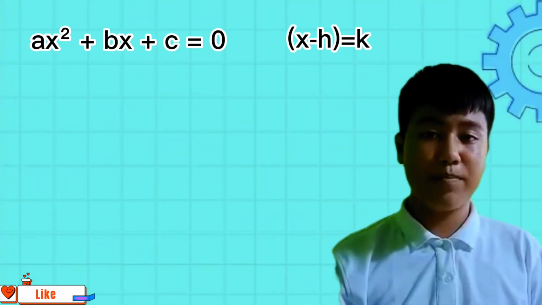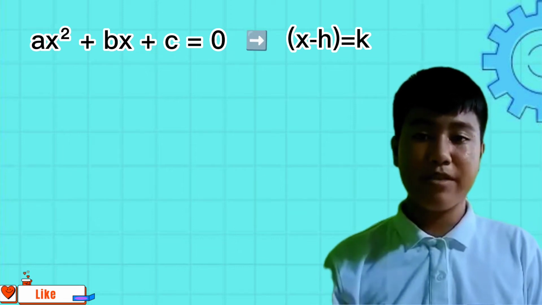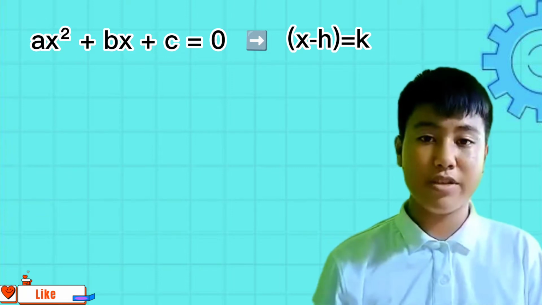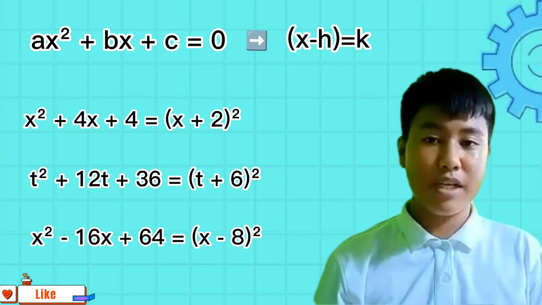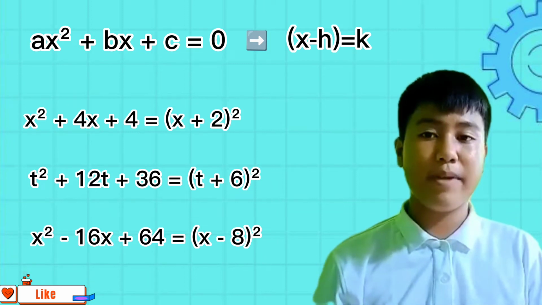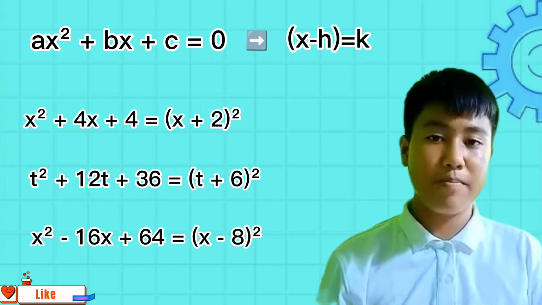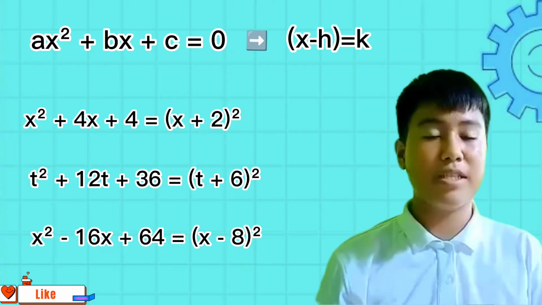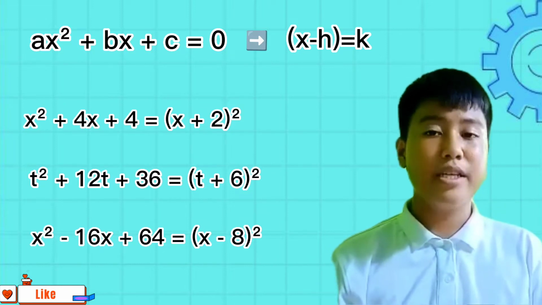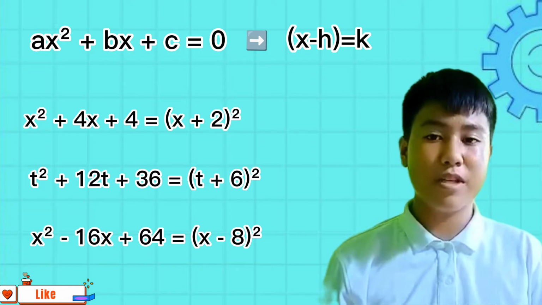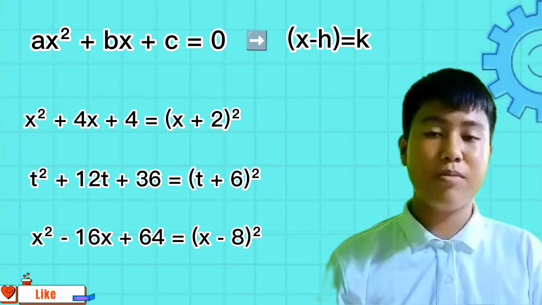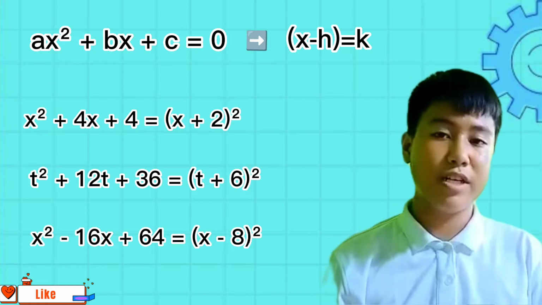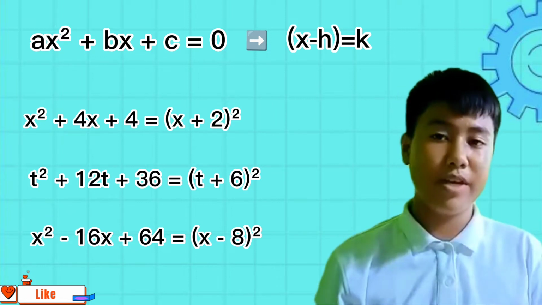In our previous lesson about special products and factoring, the square of a binomial like (x minus h) squared is a factor of perfect square trinomials like x squared plus 4x plus 4 equals (x plus 2) squared, t squared plus 12t plus 36 equals (t plus 6) squared, x squared minus 16x plus 64 equals (x minus 8) squared. This concept of factoring perfect square trinomials will help us with our topic, because completing the square is just the same as transforming the left side of the quadratic equation to perfect square trinomials.